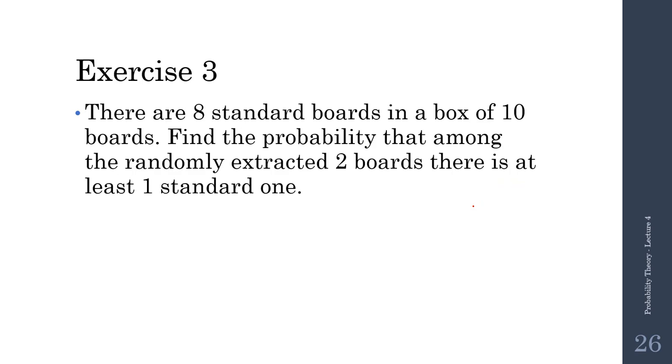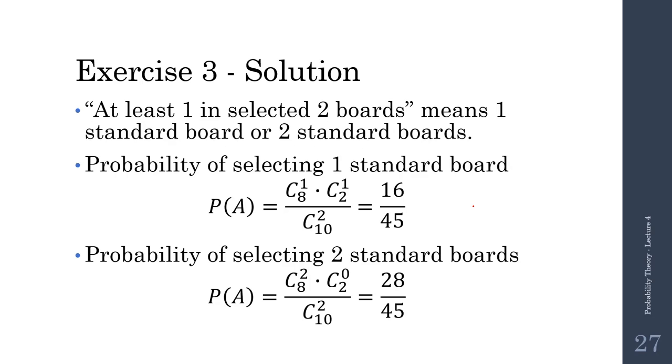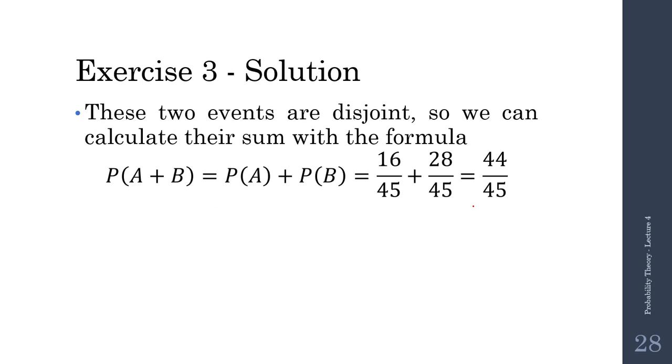There are 8 standard boards in a box of 10 boards. Find the probability that among the randomly extracted 2 boards, there is at least one standard. At least one in the selected 2 boards means 1 standard board or 2 standard boards. So we have to calculate the probability of selecting 1 standard board and the probability of selecting 2 standard boards, and then we can add them together to get the exact probability.